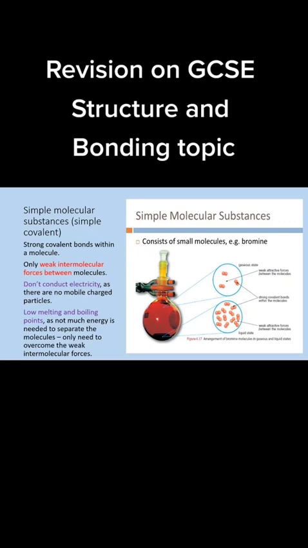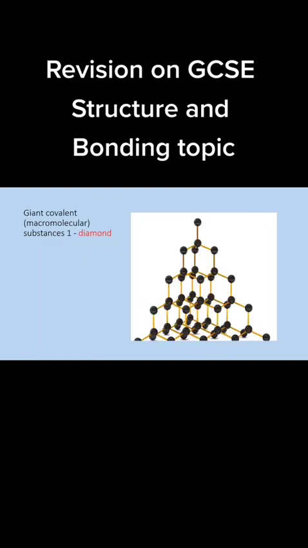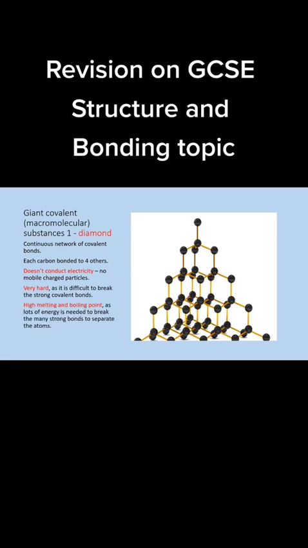In comparison to simple molecular substances, we're going to now look at giant covalent bonding. Giant covalent bonding is also known as macromolecule, which they can ask in the exam, so you should know what that word means. Here's the structure of diamond. Now you know diamond is an extremely hard substance because it has a continuous chain of carbons. Each carbon is bonded to another 4 carbons. They don't conduct electricity, as there are no free-flowing ions. It is an extremely hard structure, like I said, because of the covalent bonding. And they have high melting and boiling points because of the strong bonds.